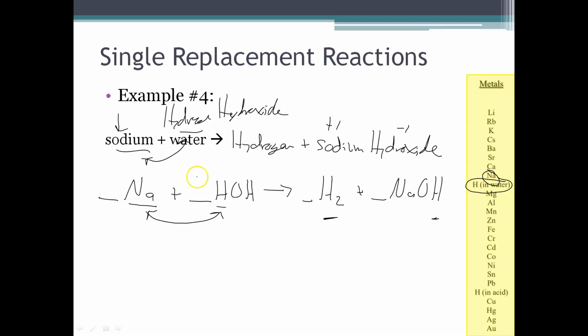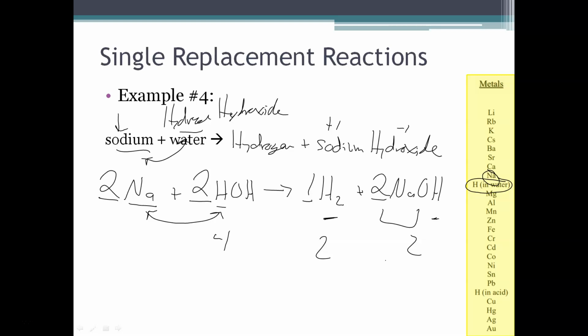So let's just go ahead and try a couple things here. Let's put a 2 here. Let's put a 2 here and here. 1 there. Let's see if that does it. So 2 sodiums on each side is good. 2 oxygens on each side. That's good. 4 hydrogens on the left, and we have 2 here and 2 here. So we're good. So it's all balanced. 2, 2, 1, 2 to balance that equation.